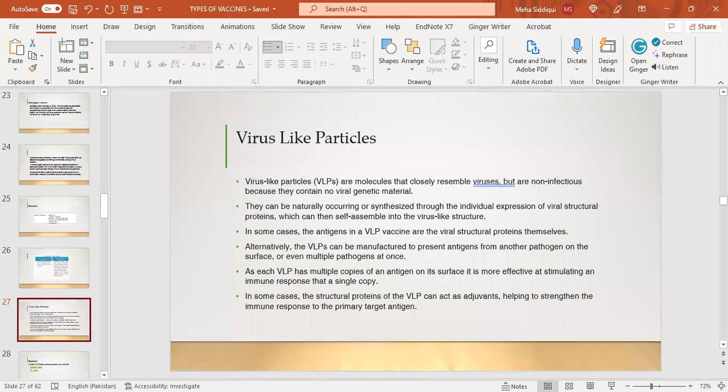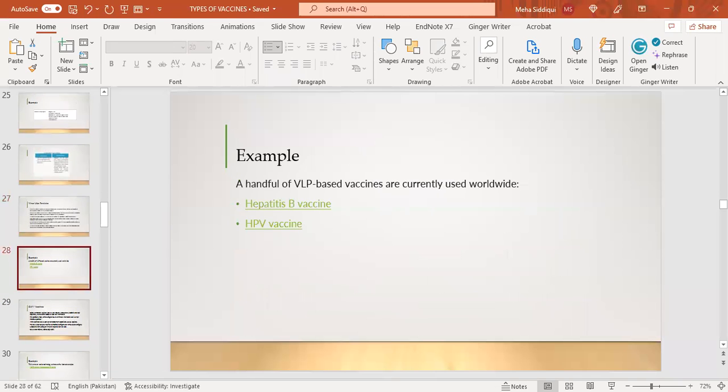As each virus-like particle has multiple copies of an antigen on its surface, it is more effective at stimulating an immune response than a single copy. However, in some cases, the structural proteins of the virus-like particles can act as adjuvants, helping to strengthen the immune response to the primary target antigen. Example: a handful of virus-like particle-based vaccines are currently used worldwide, which are the hepatitis B vaccine and the HPV, human papilloma virus, vaccine.